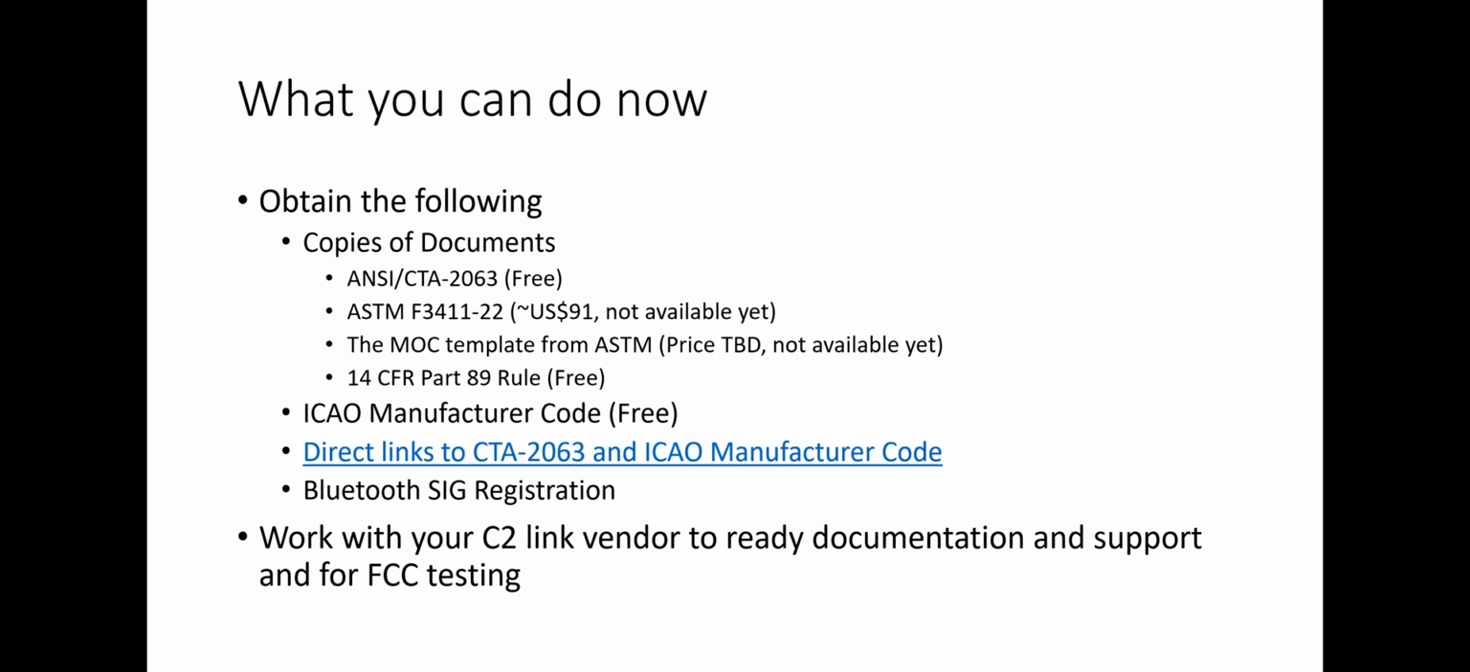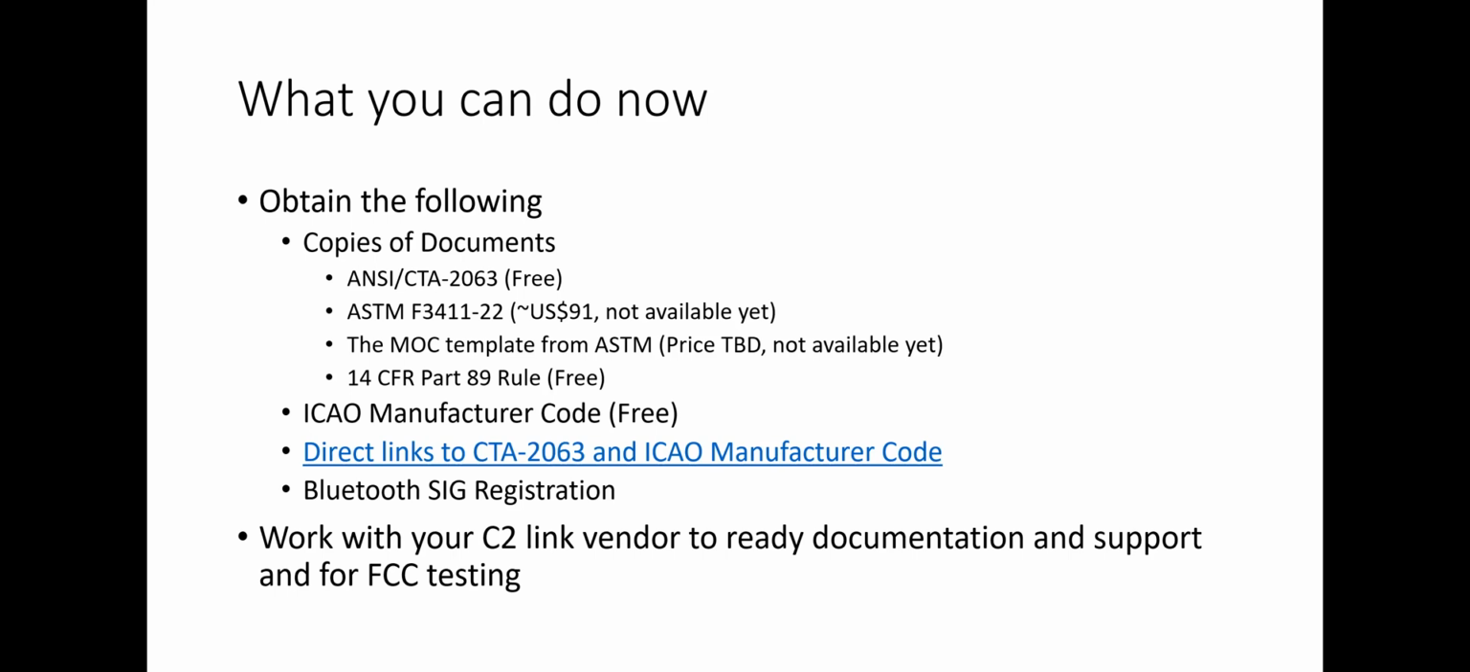So if you're a manufacturer, what can you do now? Go pick yourself up a copy of 2063. Once F3411-22 is available, pony up the $91 and buy yourself a copy. Once the MOC template is available, pony up the money for that too. Then grab a copy of 14 CFR Part 89, which is the actual remote ID rule. Get your manufacturer code from ICAO. That's free, and it doesn't take that long.